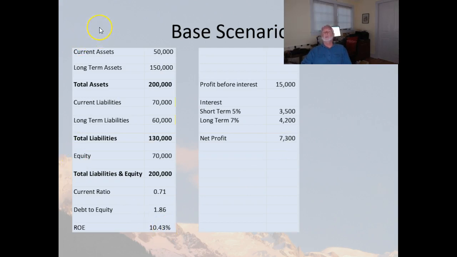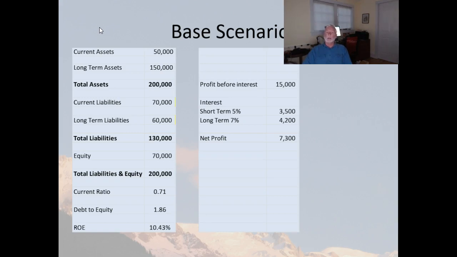Now, what can we do? We can do lots of things with this base scenario. We can increase our borrowing short term or increase our borrowing long term. We can sell more equity. We can sell stock to raise funds and pay off debt. And what I'm going to tell you to do is, if you're going to change one part of the balance sheet, you have to change the other part of the balance sheet.